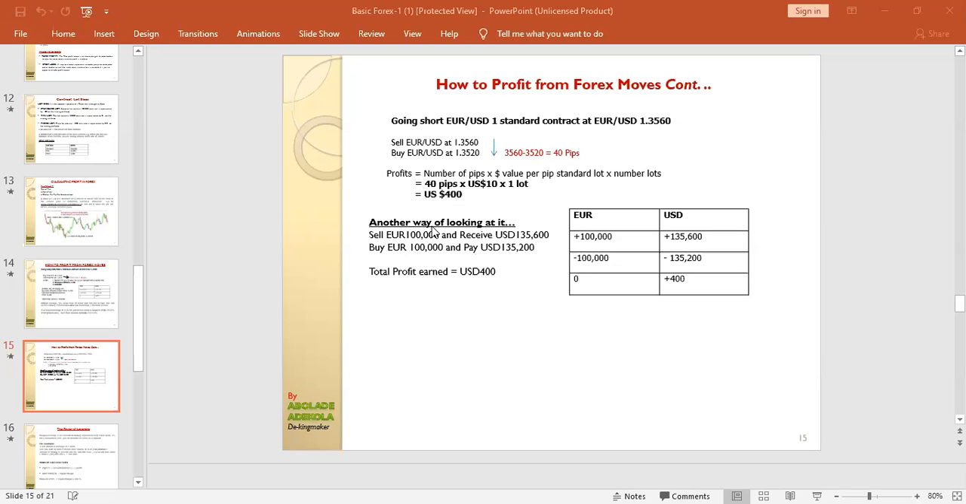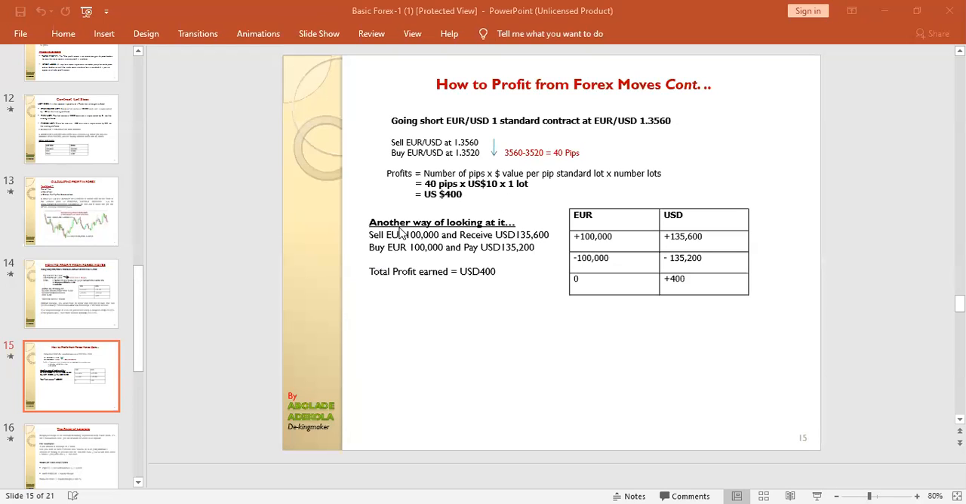And another way you can look at it is that you sell euro 100,000 units and receive 135,600 US dollars. Remember, the reason why you have this 100,000 is because 100,000 units stands for one full standard lot. Don't forget that one full standard lot means 100,000 units. Please don't forget that.